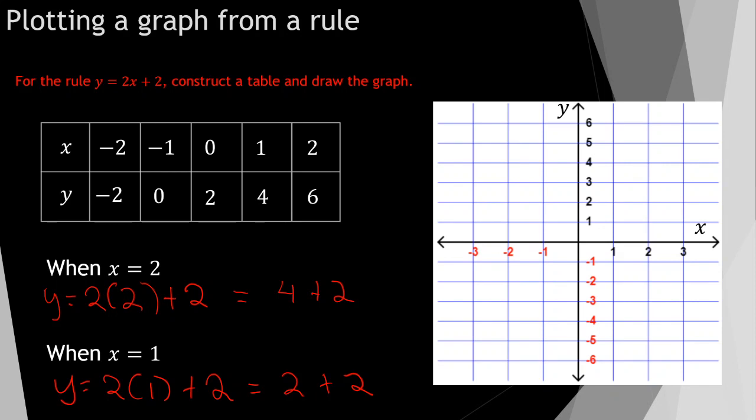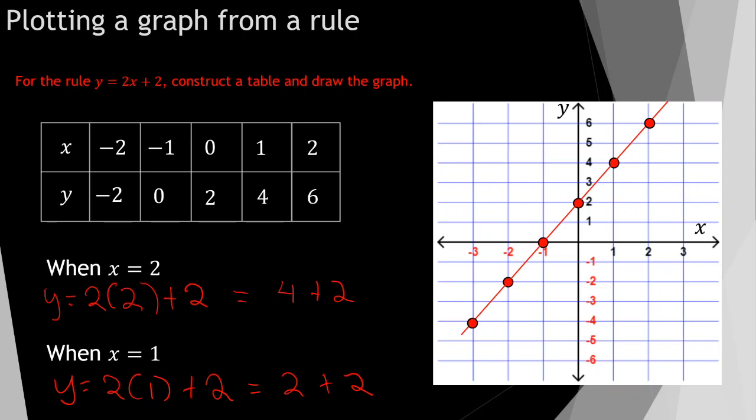So just like we did in the previous slide, we were able to find a series of coordinate points. So the first one, 2 and 6, there we go. 1 and 4, 0 and 2, negative 1 and 0, and negative 2 and negative 2. And this can keep going as down, as high, as left, as right, as long as you're following that same sort of pattern. And of course, to finish it off, put in your straight line.